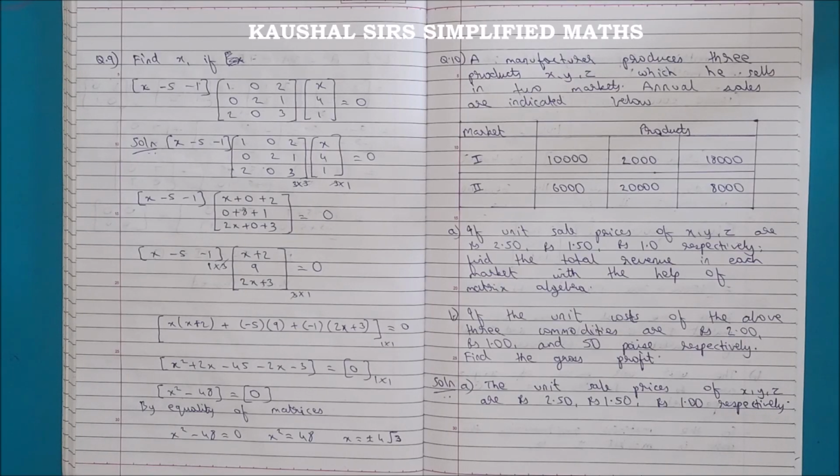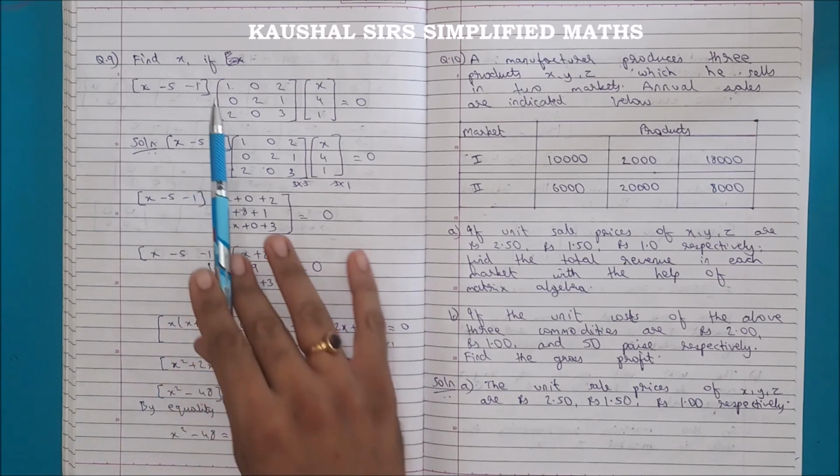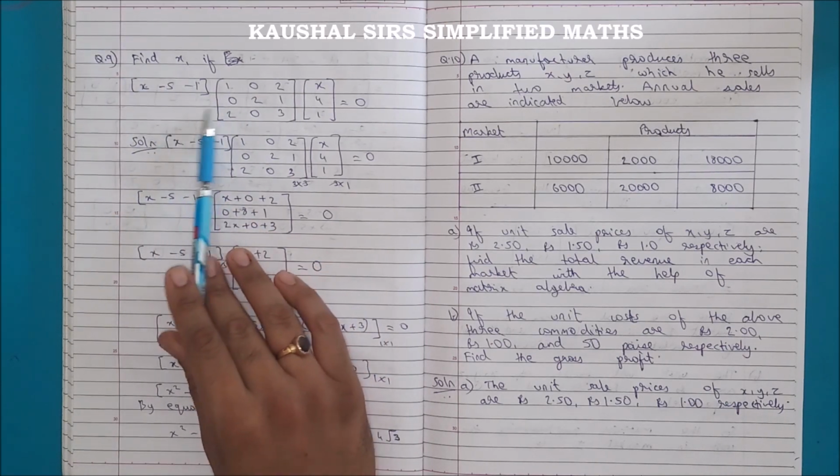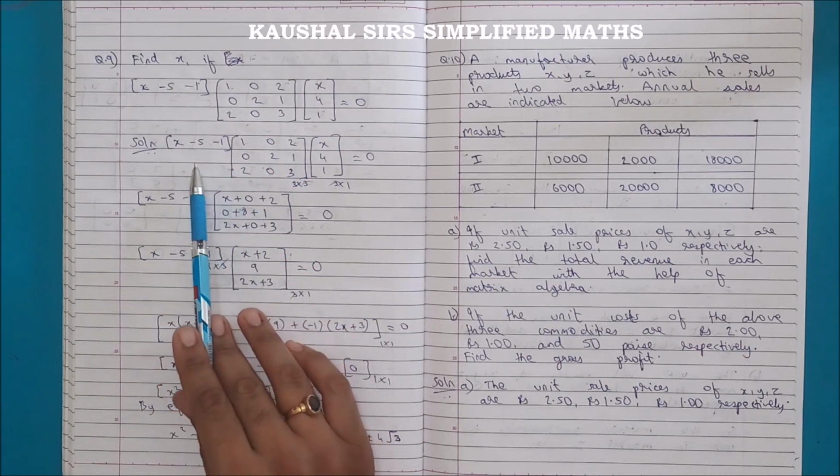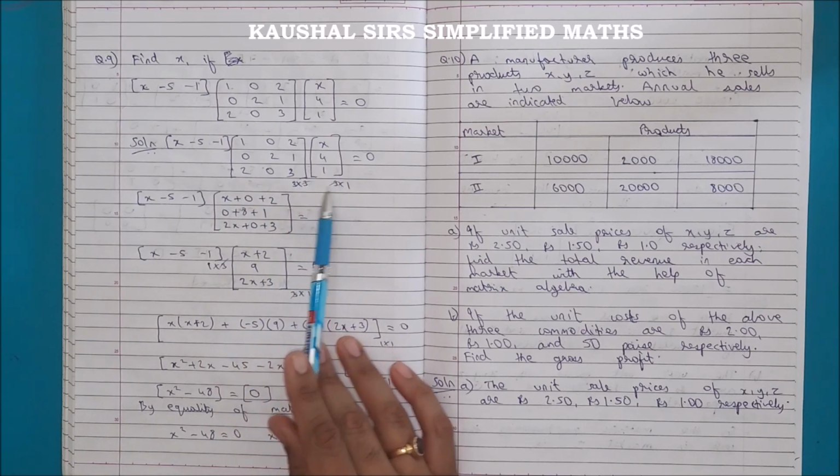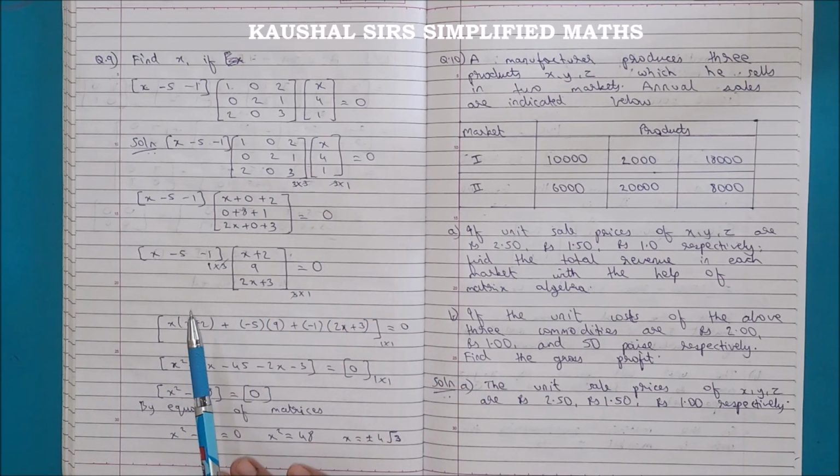In this lecture we will be completing the miscellaneous exercise as well as the chapter. Okay, so let's begin. We are on question number 9. Here, find x if this relation is given to you. So we have multiplication of 3 matrices and the result is 0. So you want to find the value of x.